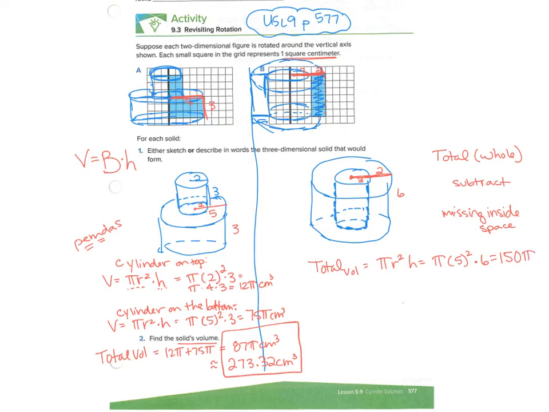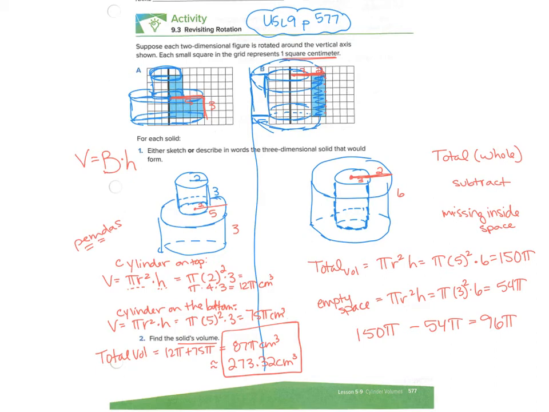So now I need to calculate my empty space that's inside. That's also a cylinder in shape, so I know the volume is pi r squared h. I know the radius on the inside is 3. My height is still 6. So this would give me 9 times 6, or 54 pi. So to find the volume of my piece, I would do my 150 pi minus my 54 pi. Looks like I would get 96 pi.